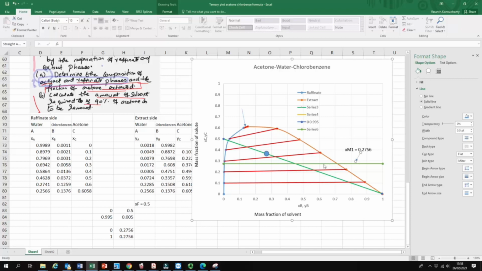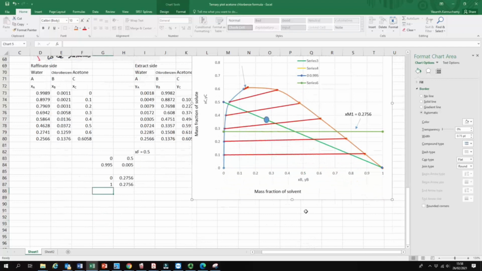So from this line, this particular point is our mixing point on the FS line. From this line, we identified where our mixing point is on this FS line. Yeah? So let me try to make this better.